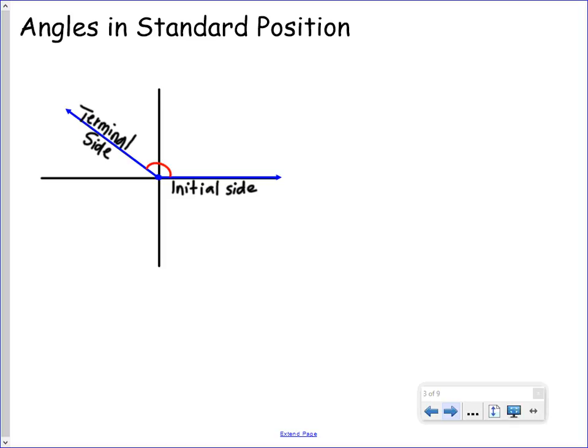And because I have drawn this little red arc, and I'll be looking for this in your angles as well, this angle is opening counterclockwise, the opposite of how the clock moves. And this is a positive angle. So positive angles open counterclockwise.